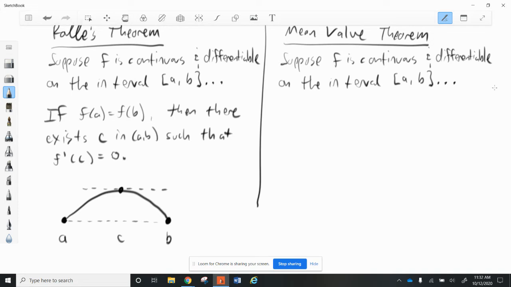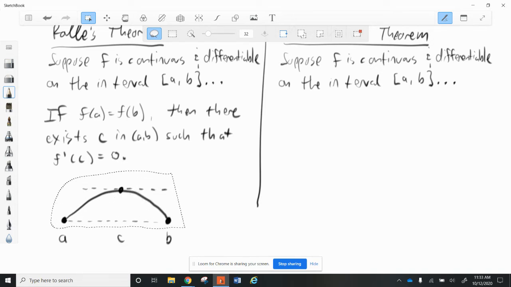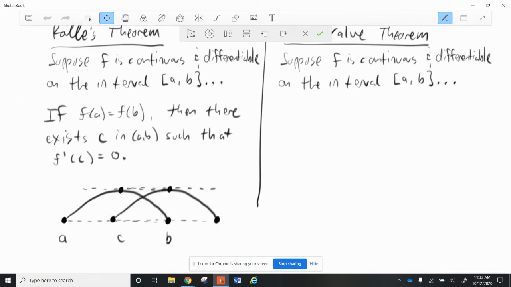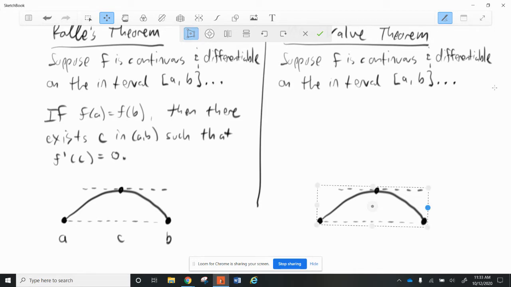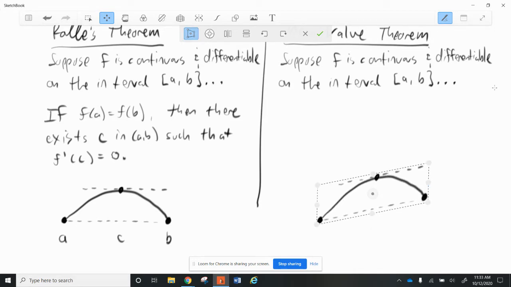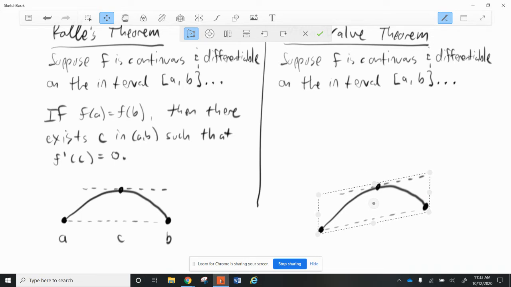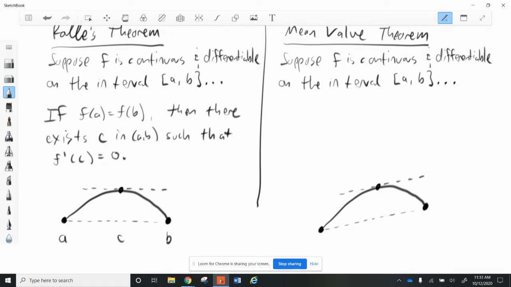It's essentially saying you can't have a function that connects 2 points which are on a straight line with each other unless at some point between there and there you actually have a horizontal tangent line. That's guaranteed. Okay. So if you take this picture from Rolle's theorem, copy it, and then paste it and move it over here. If you take this thing and you just skew it sideways, just skew it up or down, like for example, like that, then you get a generalization of Rolle's theorem called the mean value theorem.